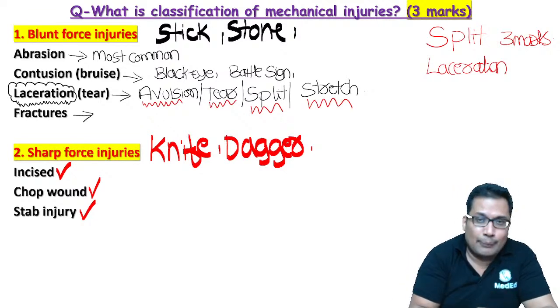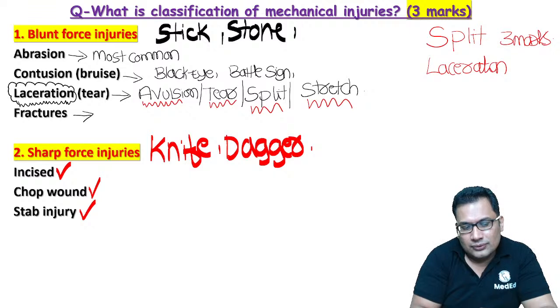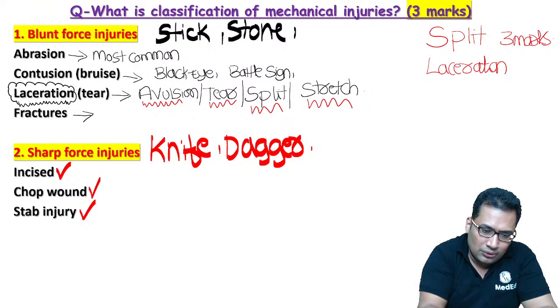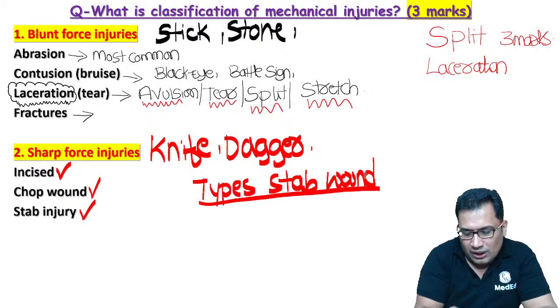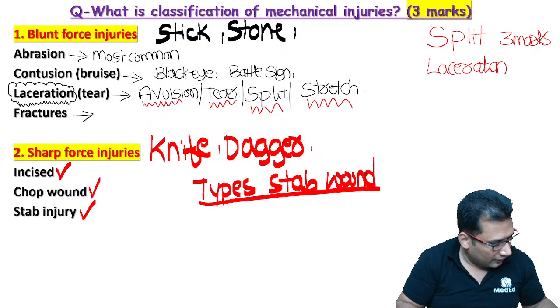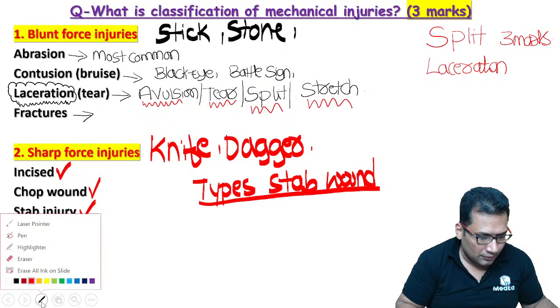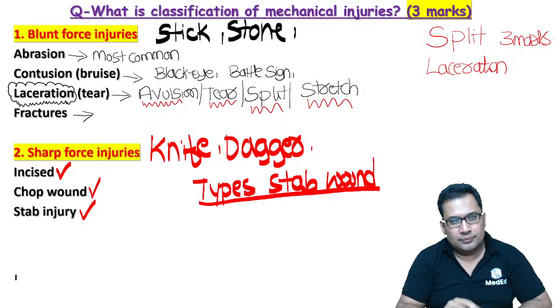Again, types of stab wound. Anybody? What are the types of stab wound? This is not related to the question, but anyway, what are the types of stab wound? Anyone? Come on, guys.